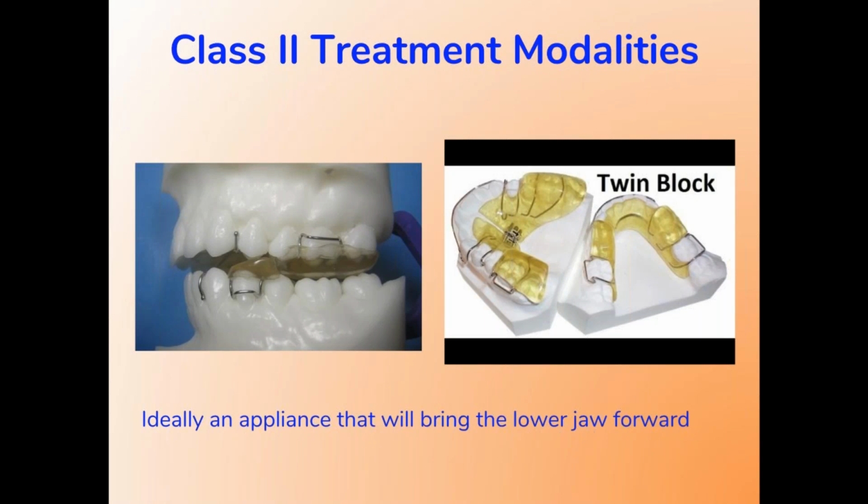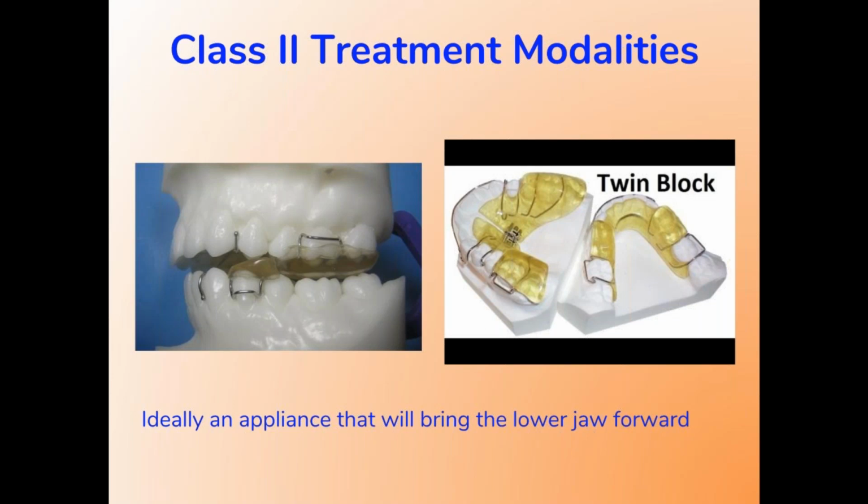So now we're going to talk about treatment modalities for a class 2, or that overbite relationship. There are tons of different ways to treat a class 2. There are many different products. Some come in and out of the mouth. Some are fixed in the mouth. Every single orthodontist you talk to uses something different. It would take 5 hours to go through all of them. So I'm just going to review a couple that I've used and that I think are pretty common.